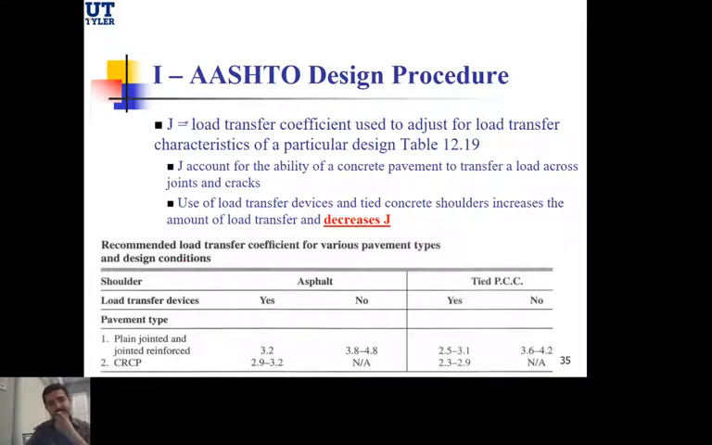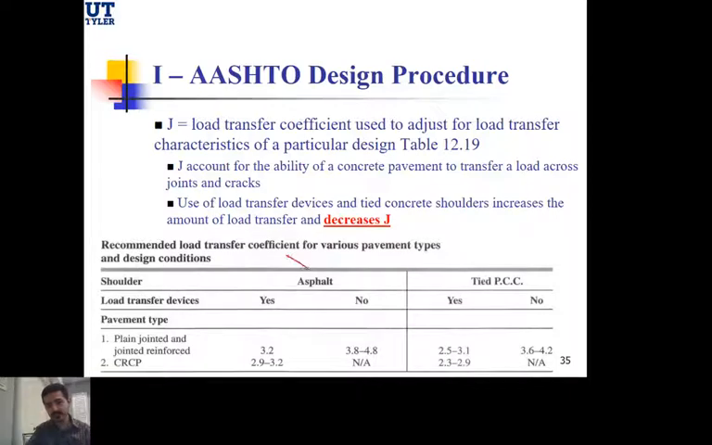The J value, again, is the load transfer coefficient used to adjust for the load transfer characteristics of a particular design. The J accounts for the ability of a concrete pavement to transfer the load across the joints and the cracks. So we use load transfer devices such as dowel bars, or we can tie the concrete shoulders, which will increase the amount of load transfer, and of course that will decrease the J. So the lower the J, the better the design in this case. Let's take a look at this table here.